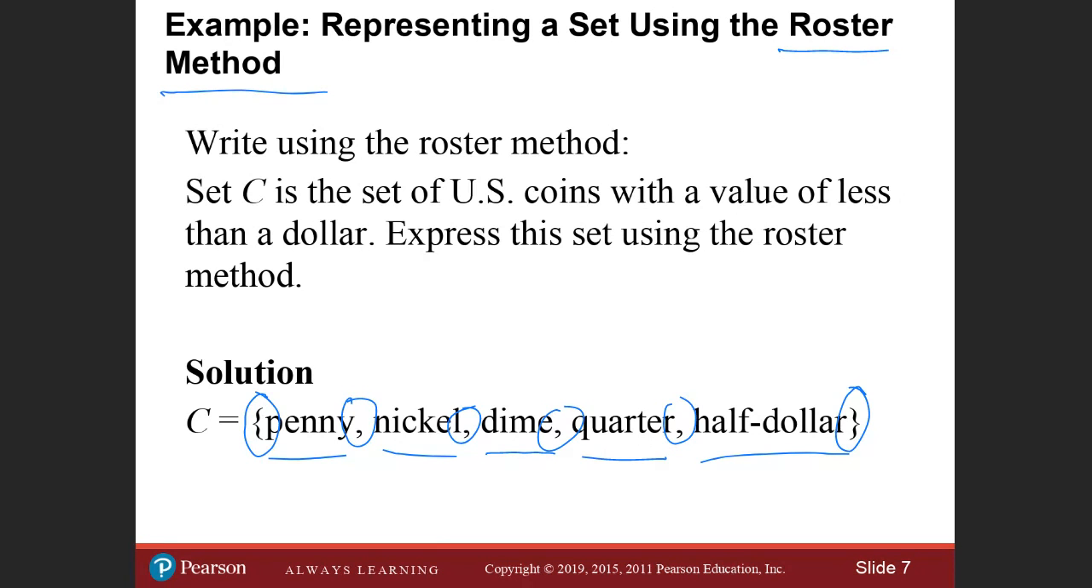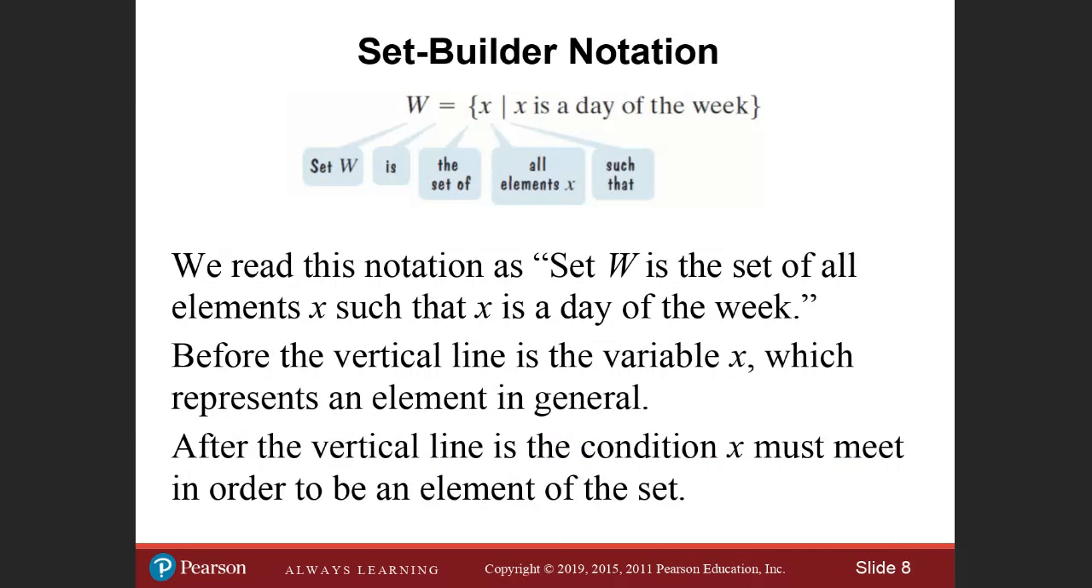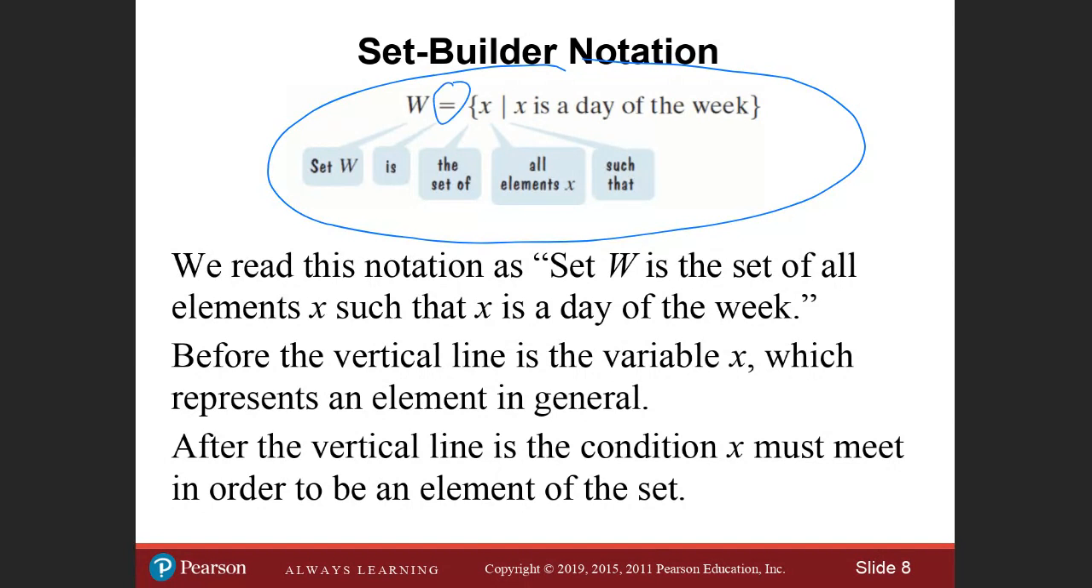The second notation would be the set builder notation. I want you to look at the format. We have that here, and it's easy to follow also. You can see this is labeled. When you say W, that's set W. The equal sign actually is the word is. And then you have the set of, because of the braces or the curly brackets.